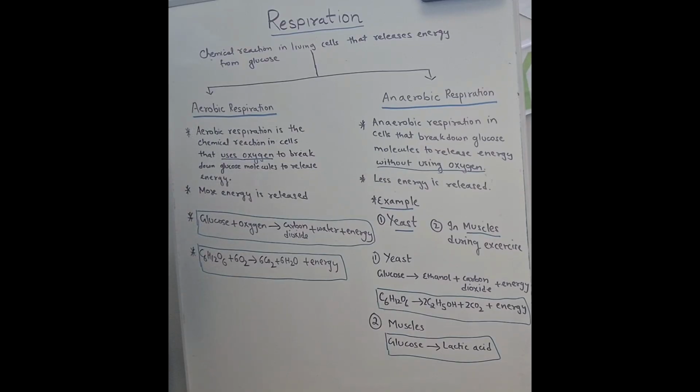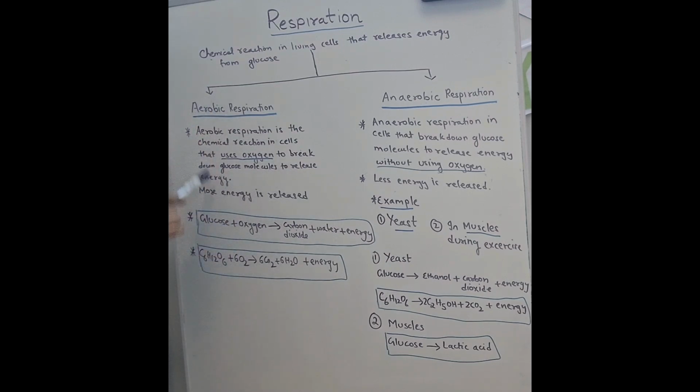So what happens here? A glucose molecule is broken down in the presence of oxygen to give energy. The most important point in aerobic respiration is the presence of oxygen. That means this respiration takes place only in the presence of oxygen. Now let's see what products are formed during aerobic respiration. Whenever glucose reacts with oxygen, carbon dioxide and water are the two products formed, and energy is released.